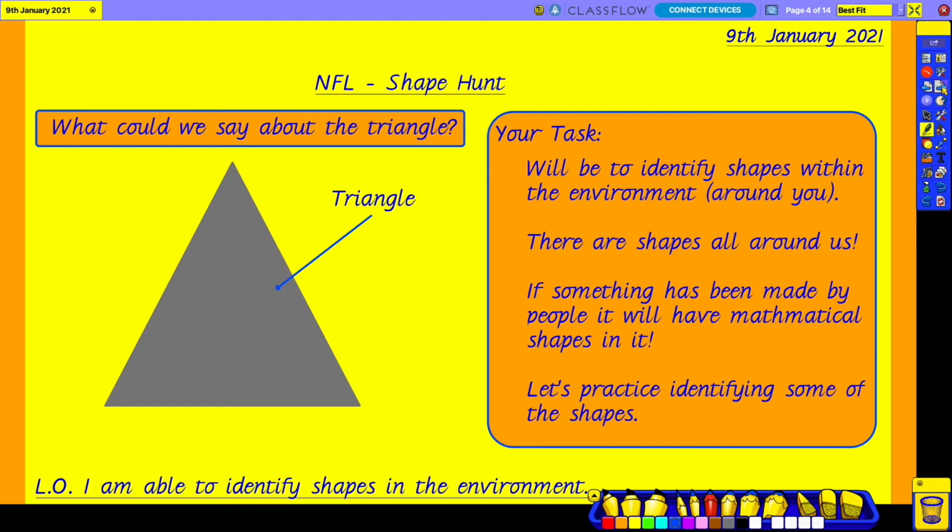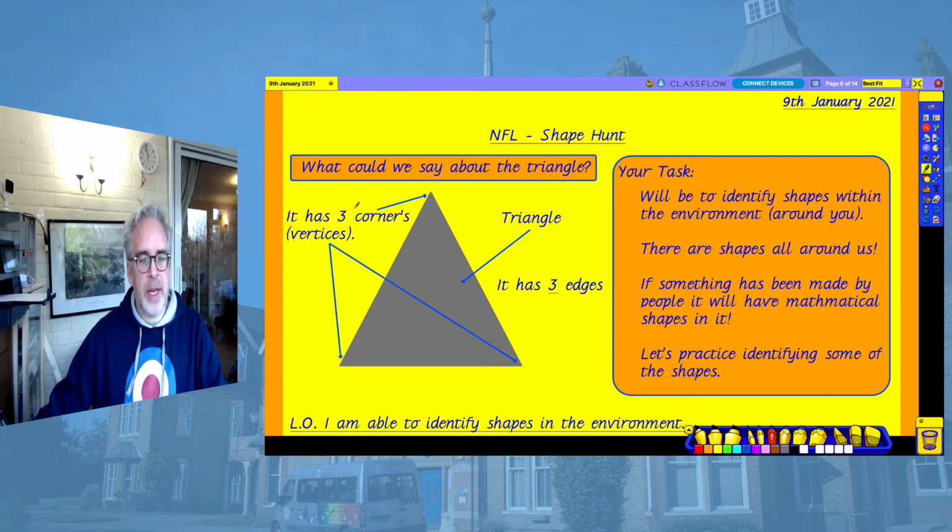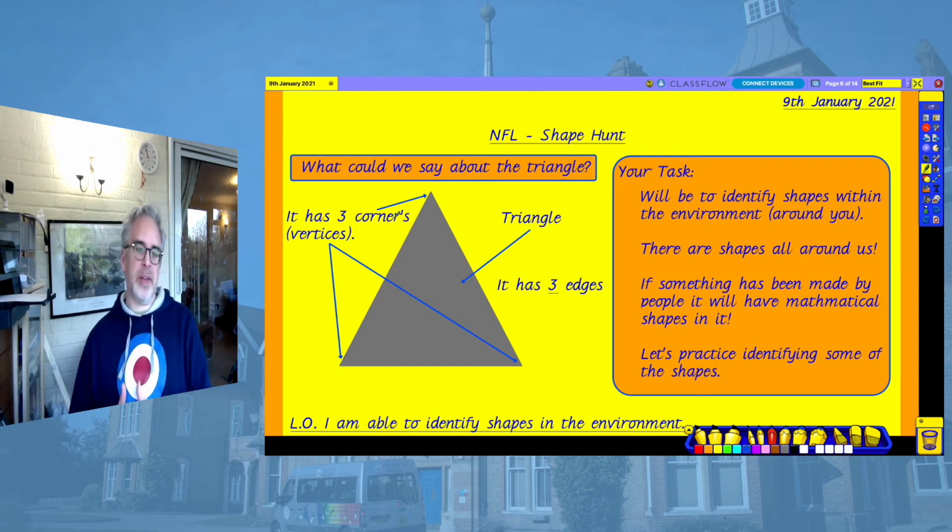Okay, so fact number one, it has three edges to it. The edges are the sides, like you can see just here. So we've got three edges. We also have that it has three corners. Now there is another mathematical term for this that you can use, and for some of you I'd be expecting you to use this, and that's a vertice. A vertice is where two or more edges meet.